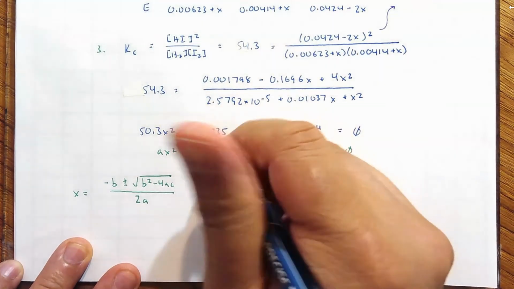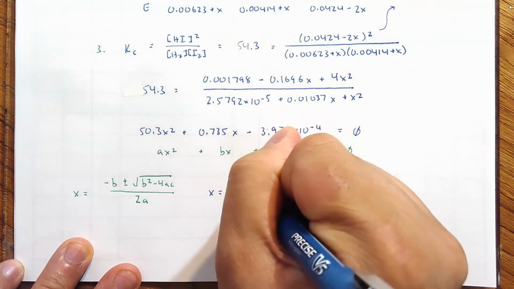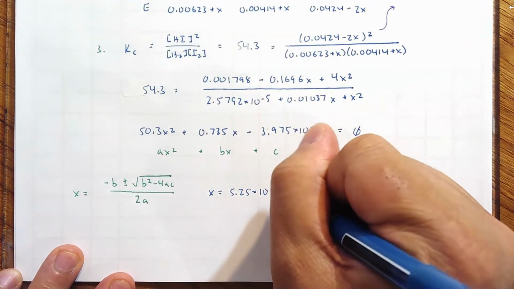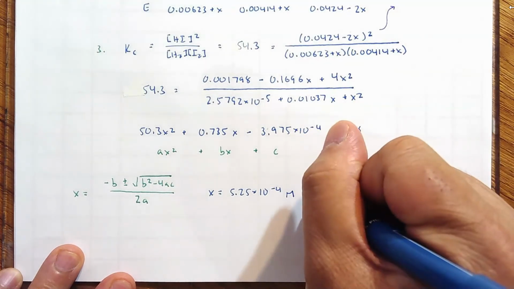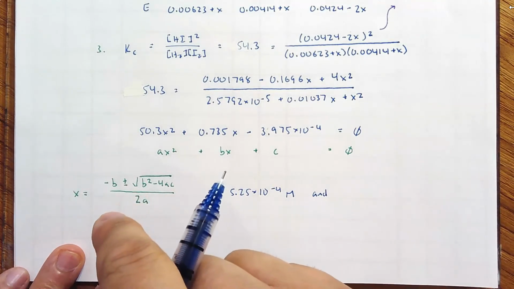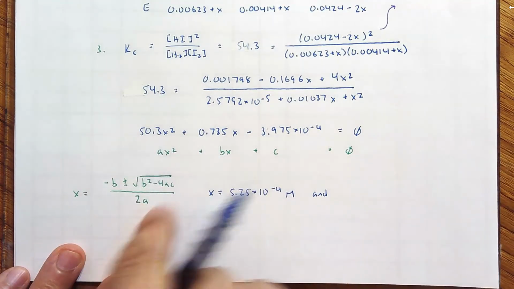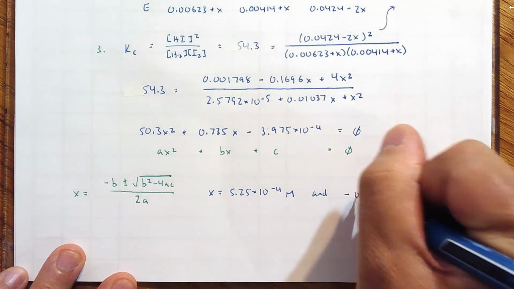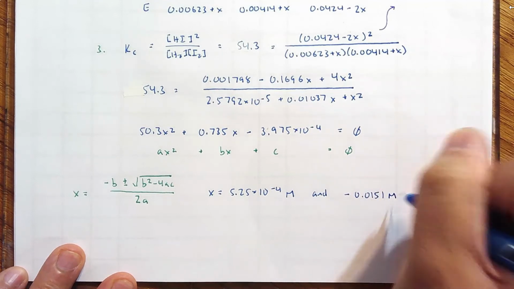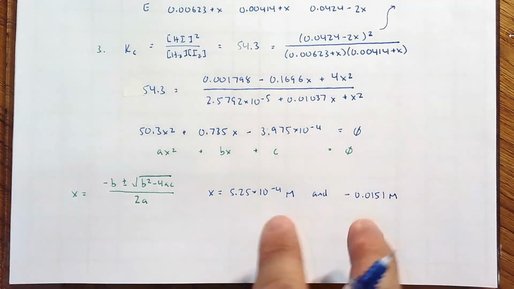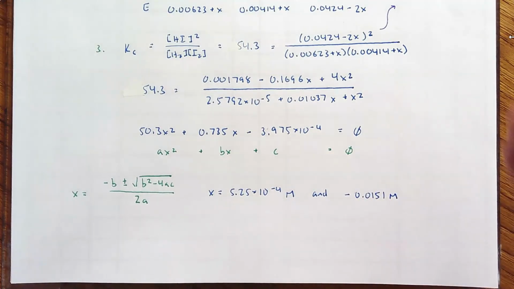x equals 5.25 times 10 to the minus 4, and the ICE table is in molarity. And there are two valid answers using the quadratic equation, and negative 0.0151 molar. So I think in every case when you have to use a quadratic equation and get these two answers, only one of them will make sense.